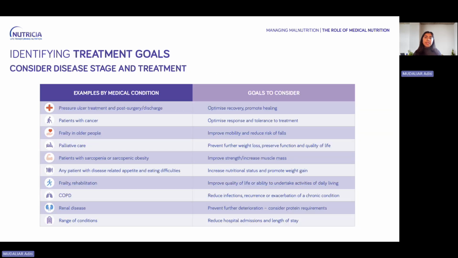Setting realistic, person-centered goals is a key part of managing malnutrition. Consider the stage of disease and treatment being administered. The table provides examples of goals across various medical conditions to guide your intervention. The goals listed may be those expressed by your patient or their caregiver. As an example, your patient may express their desire to improve their mobility and get stronger. So tailoring your intervention to help them achieve these goals is very important.